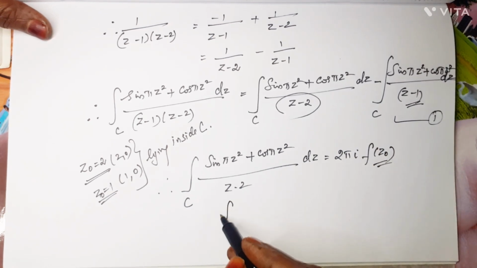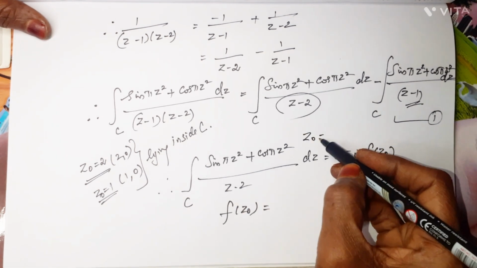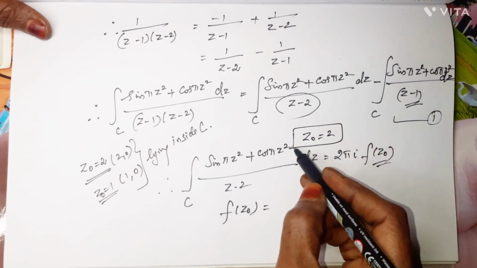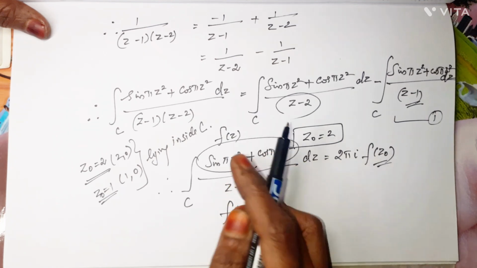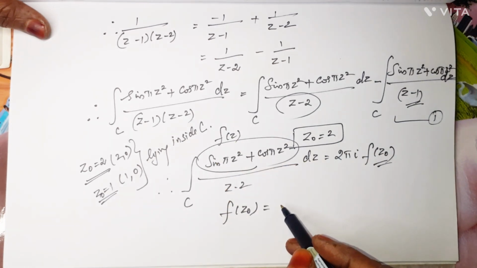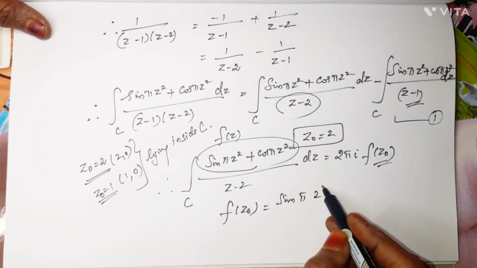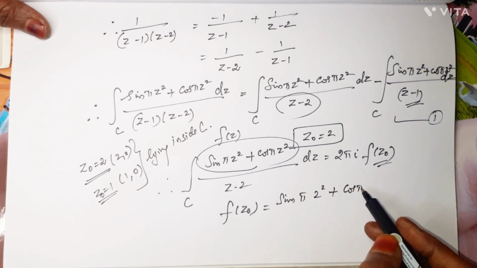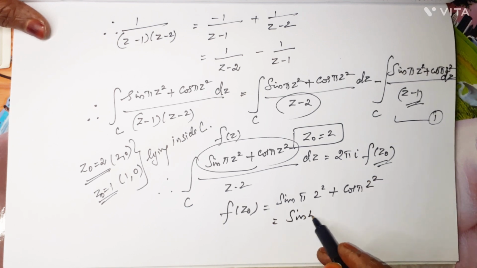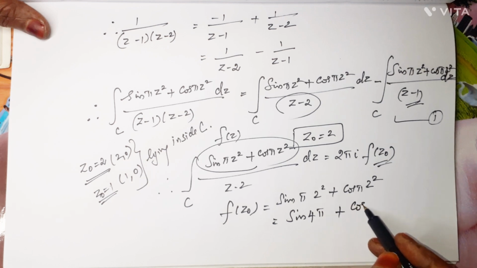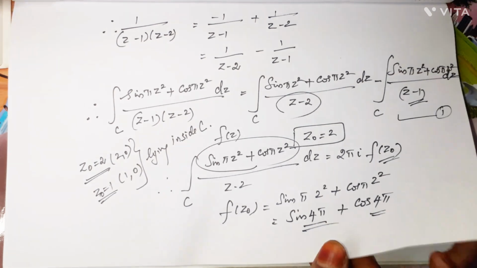f of z0 means f of z0 is equal to, in the first one, z0 is equal to 2. So f of z0 means this is our f of z. In this, for z we have to substitute 2. So sin pi into 2 squared plus cos pi into 2 squared. So it is sin 4 pi plus cos 4 pi. Do you know the value for sin 4 pi and cos 4 pi?